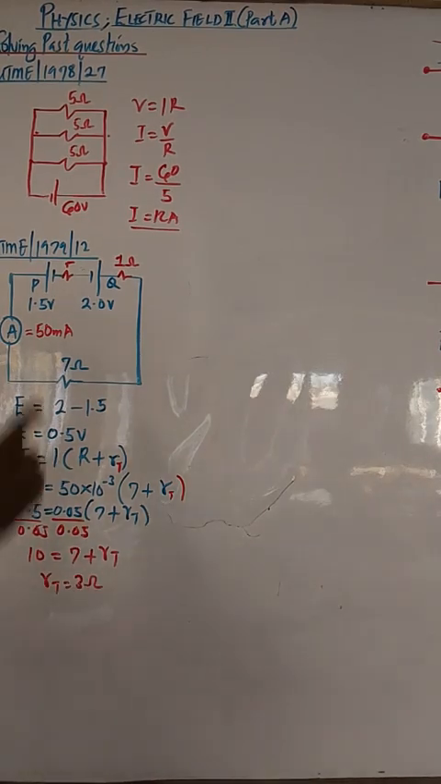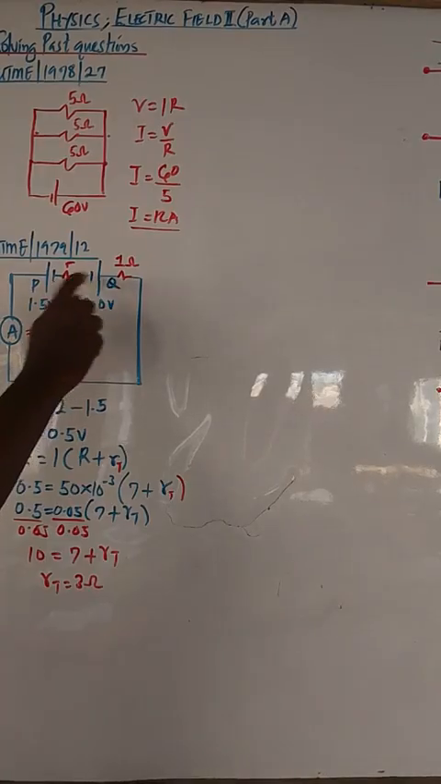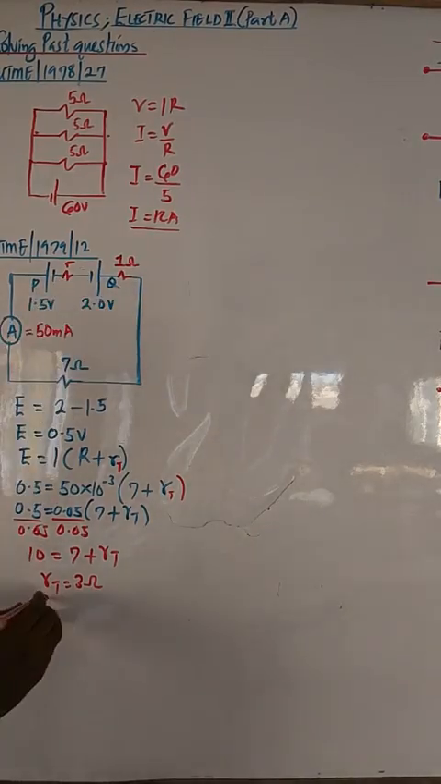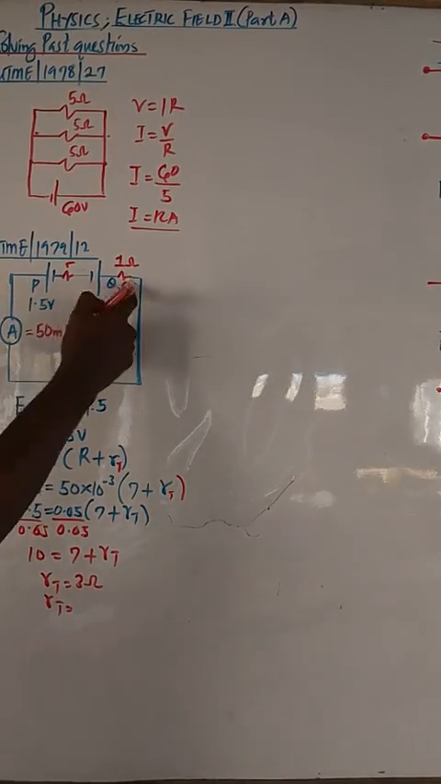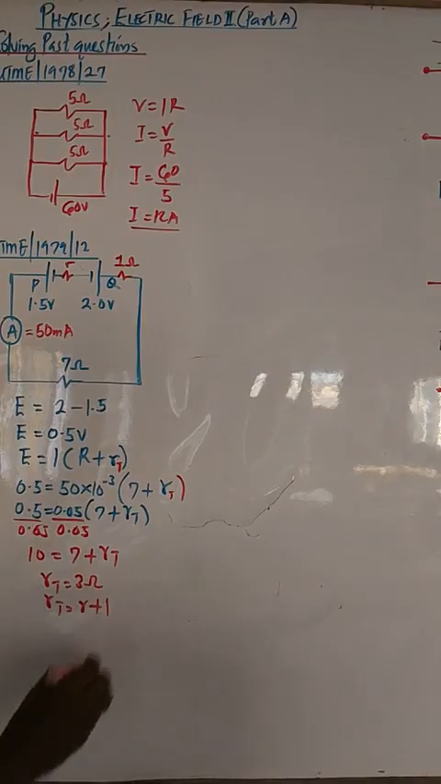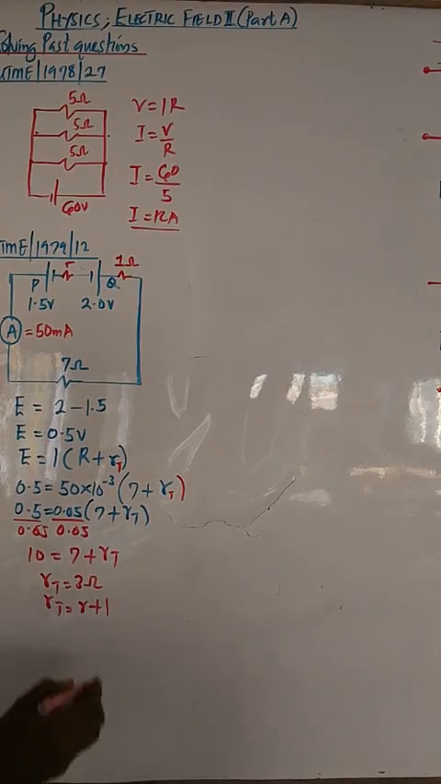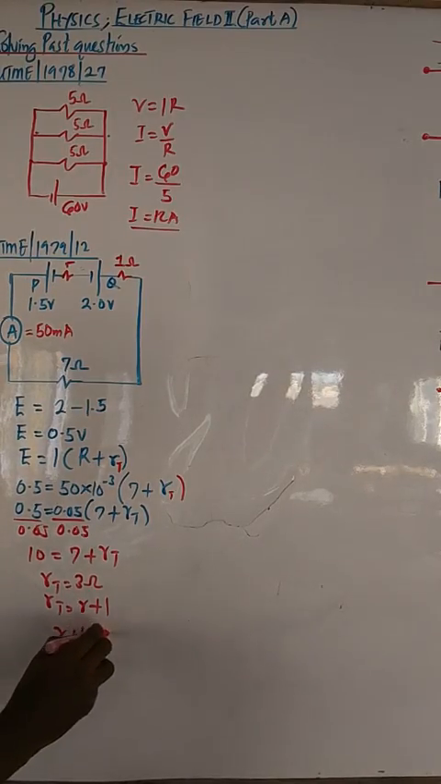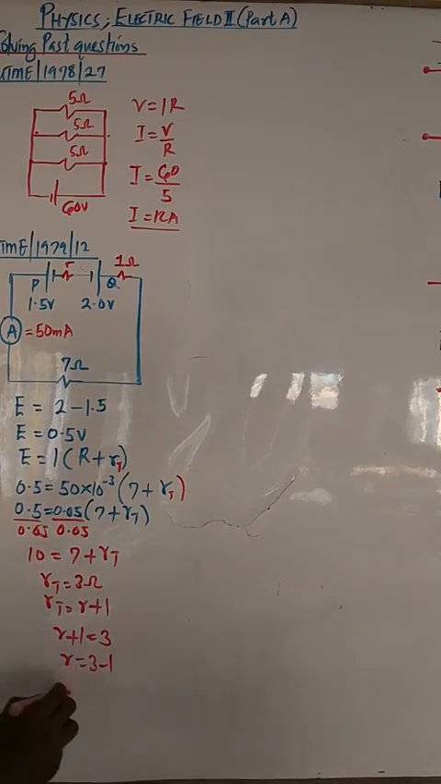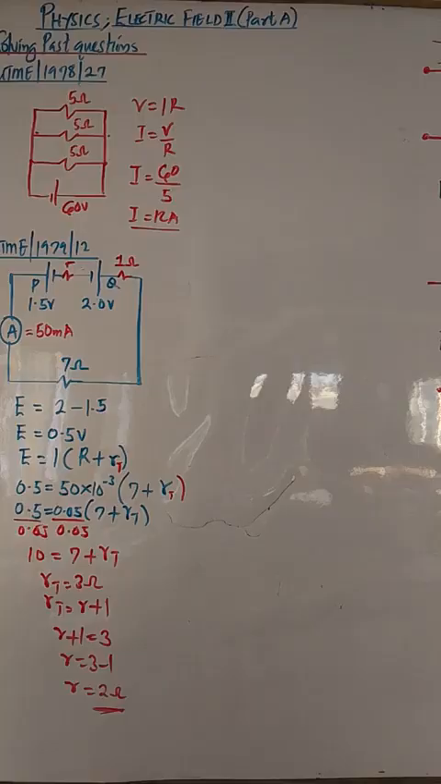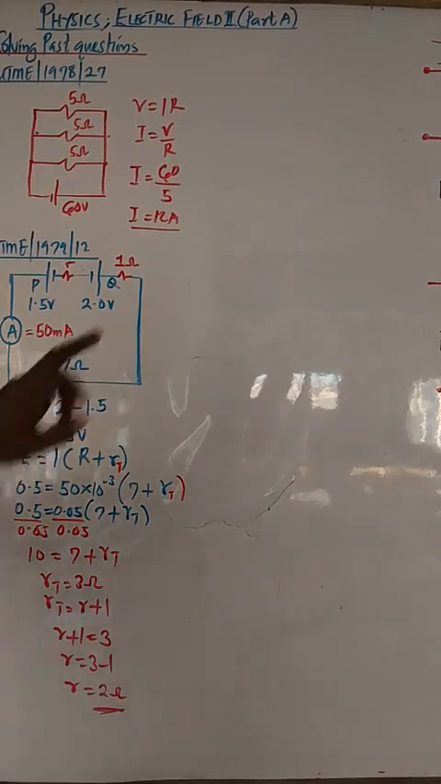So it means we have to add these two together because they are in series. So RT from what you have here, RT is actually 1 plus R. That's R plus 1. And what's RT from here? 3. So it means R plus 1 is 3 ohms. R is 3 minus 1. Then R is 2 ohms. So it means the internal resistance of this cell is 2 ohms, while this one is 1 ohm.